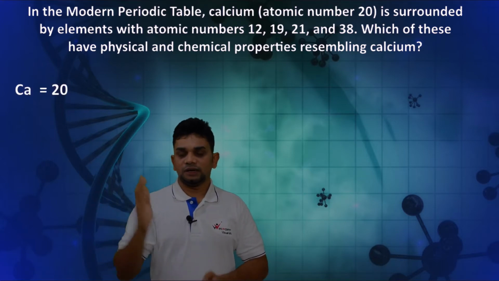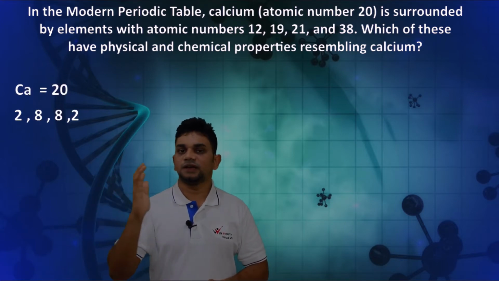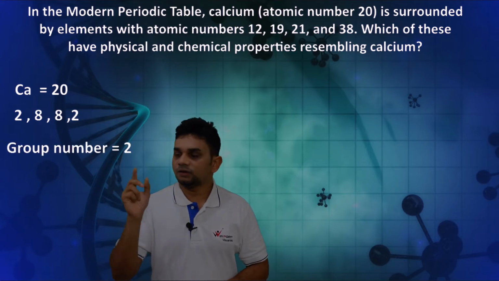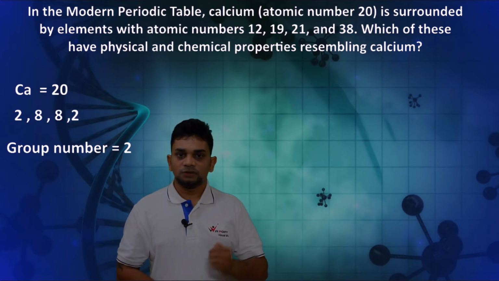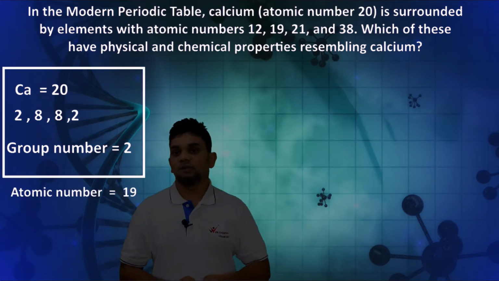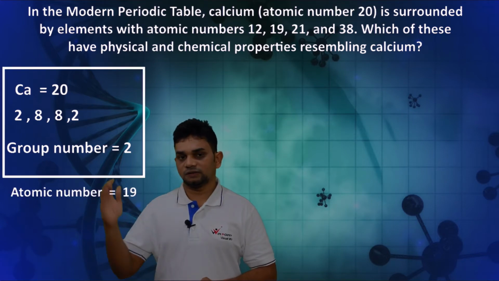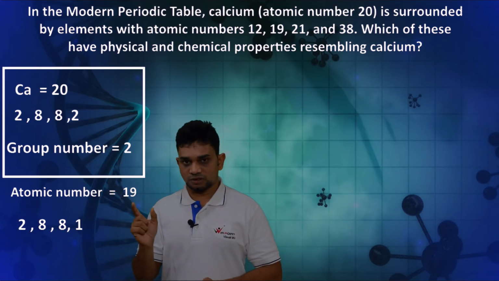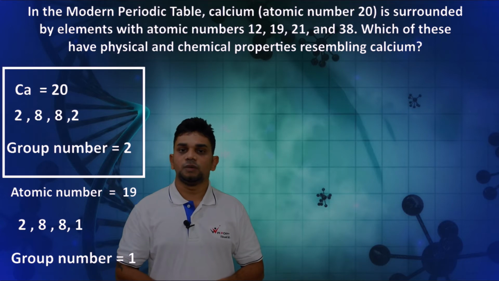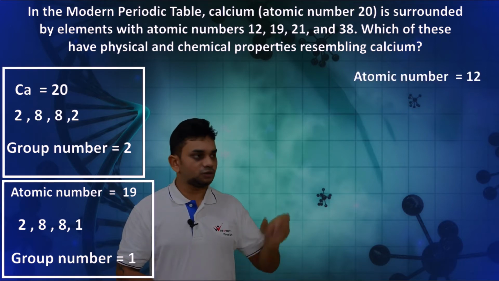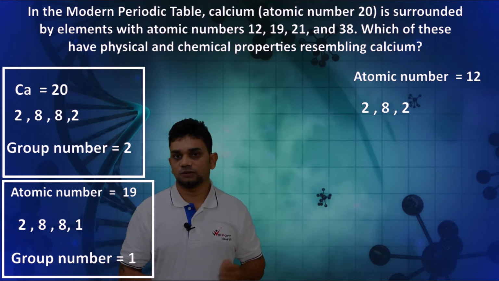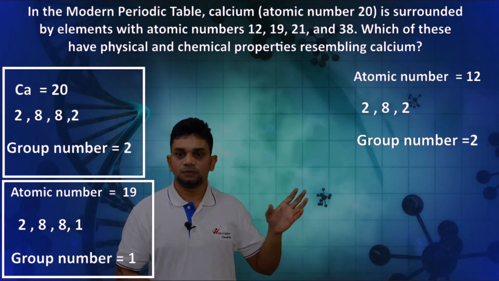In the modern periodic table, first we find the group number of calcium. Calcium, atomic number 20, the electronic configuration is 2, 8, 8, 2. The group number is 2 because the outermost shell is having 2 electrons. Now the next element, atomic number 19, electronic configuration is 2, 8, 8, 1. The group number will be 1 because the outermost shell is having 1 electron. Next element, atomic number 12, 2, 8, 2. The outermost shell is having 2 electrons, so the group number will be 2.